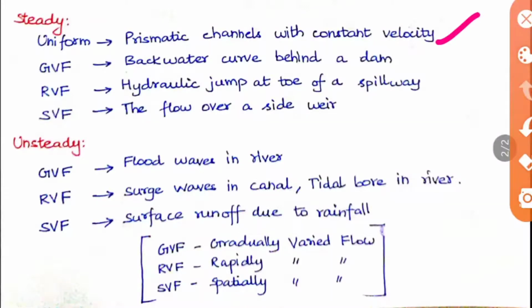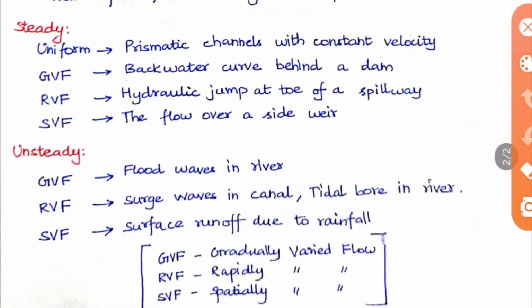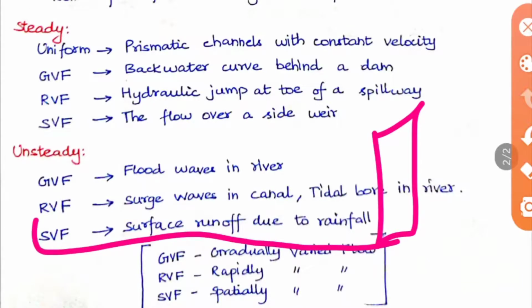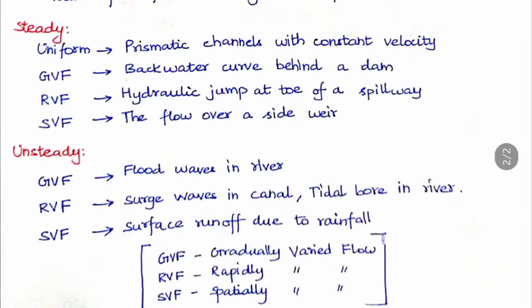The next example is a steady, gradually varied flow. So what does this gradually varied flow mean? The changes in the depth of the flow will be gradual. So the example here is the backwater curve behind a dam. So how this backwater curve behind the dam will be there means, if this is your dam structure and this whole area is your dam, the water here may be like this, but it will be increasing accordingly like this in a gradual way. So this is an example for this gradually varied flow in steady condition. And the next thing is steady rapidly varied flow.